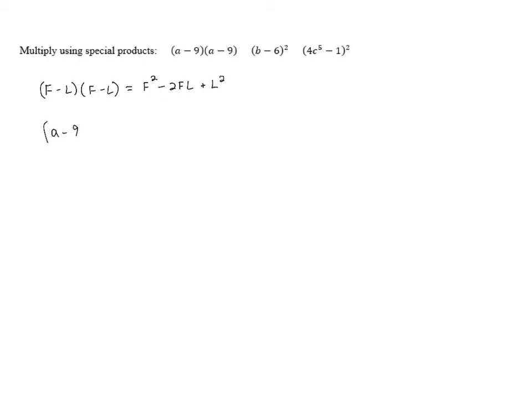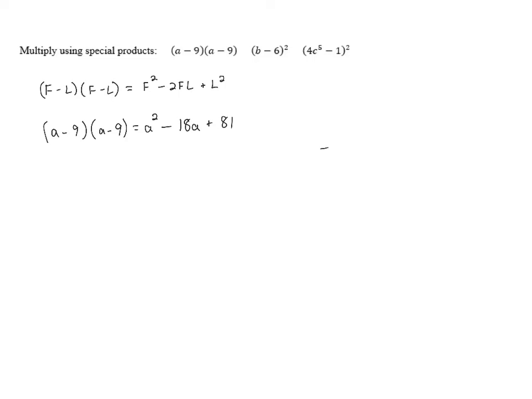Let's look at a minus 9 times a minus 9. Here we have a difference times a difference, and so we can use this formula. We need to take the first term and square it. A squared is, of course, a squared. Then we need to subtract double the product of the terms. Now, if we take the product a times 9, that is 9a. If you double that, we get 18a. So it's going to be minus 18a. And then plus the last term squared. If we take 9 squared, that gives us 81.